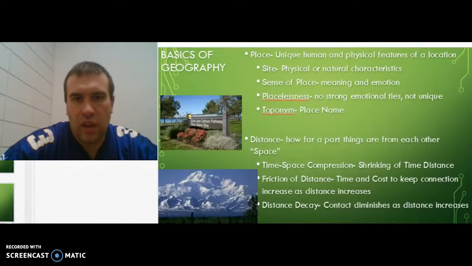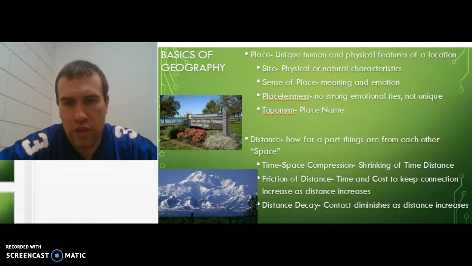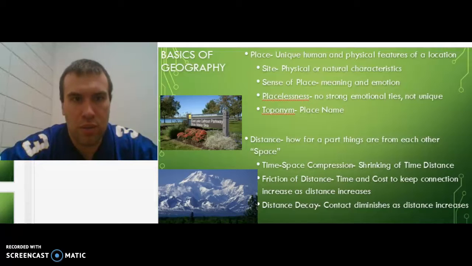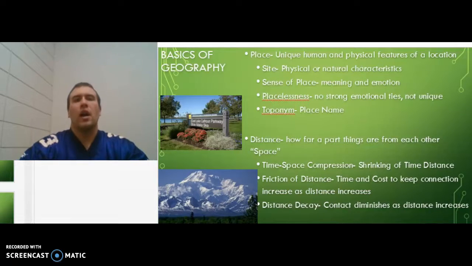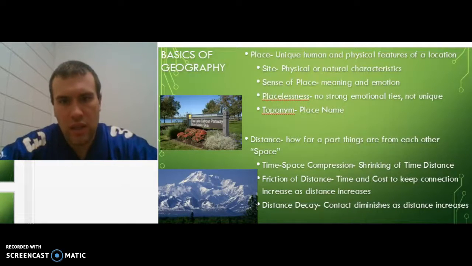The second concept with distance is friction of distance. The fact is, if you are going further, it's going to cost more. And so basically time-space compression is the fact that as distance increases, yeah, the time is going to be less, but the friction of distance says the further you go, the more it's going to cost you. So time-space compression says basically over time, we've shrunk the world down, but then friction of distance looks at, okay, how much time does it take to get there? How about the cost to get there, to keep connections?